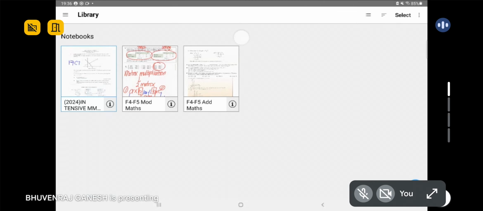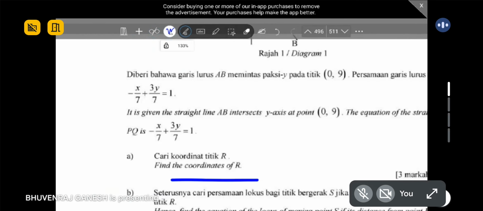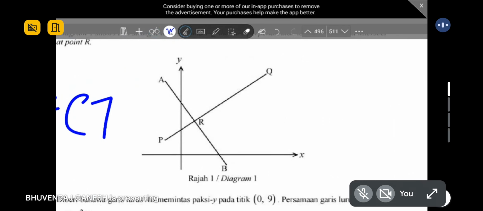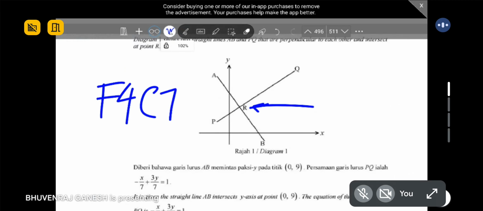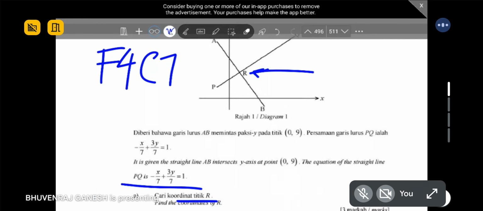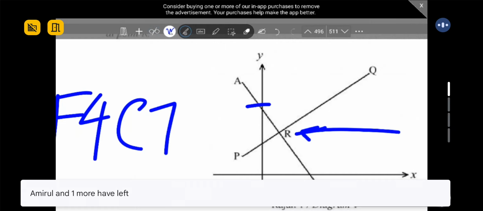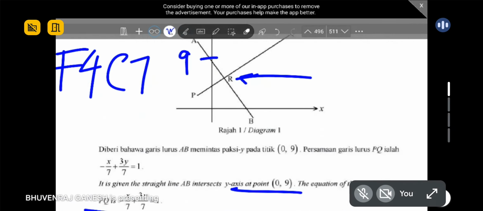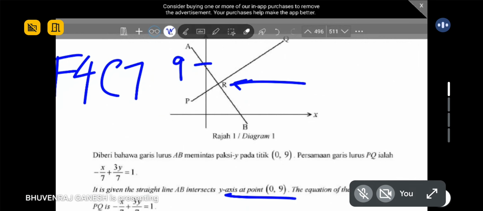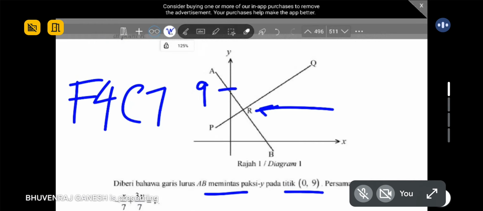Wait, how come suddenly lag? Wait, guys. So you must find coordinate R. How do we actually find this? You can see the diagram here, guys. R is over here, so you need to get the coordinate. You need to see the information. They tell you PQ, this is the equation, persamaan. And then what else? They tell you AB intersect y-axis at 0, 9, so you can label this as 0, 9. Persilangan, so this is your pintasan y. Based on this information, you need to think and see how to find coordinate R.